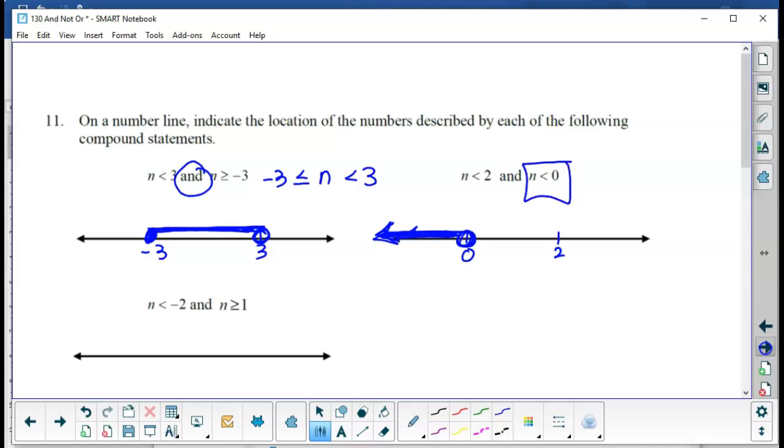And then negative 2 and 1. So n has to be less than negative 2 and greater than or equal to 1. Well, it can't. They don't overlap. So there are no solutions to this. Okay, because it says and.